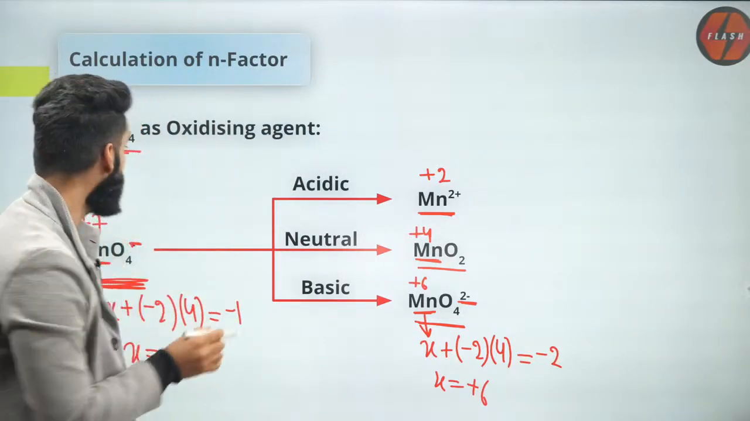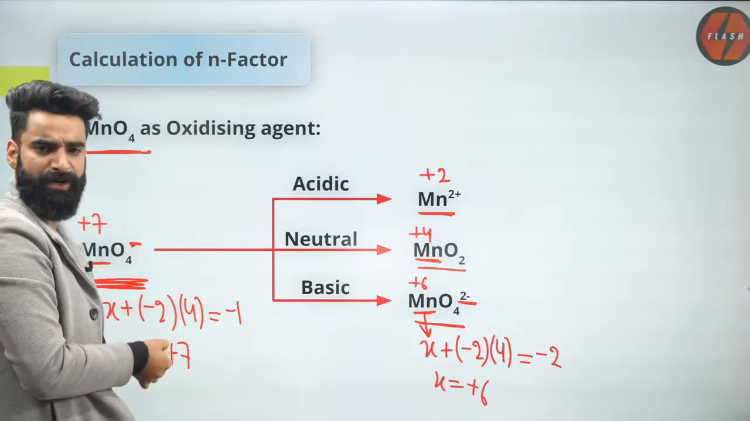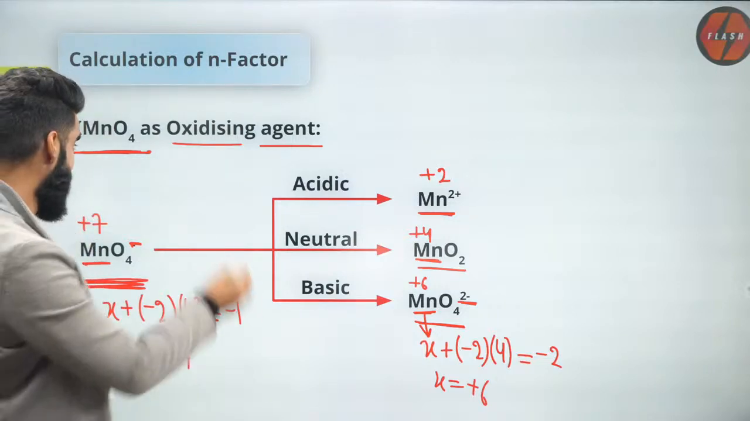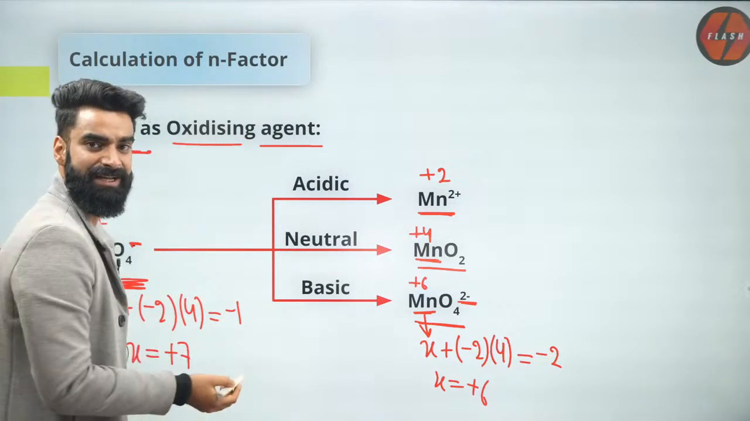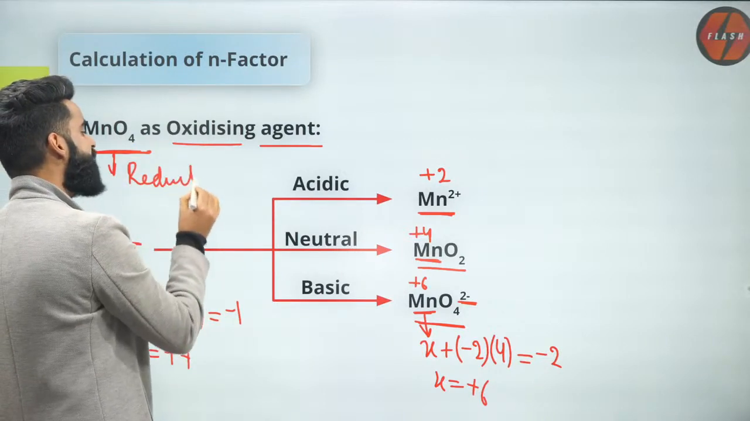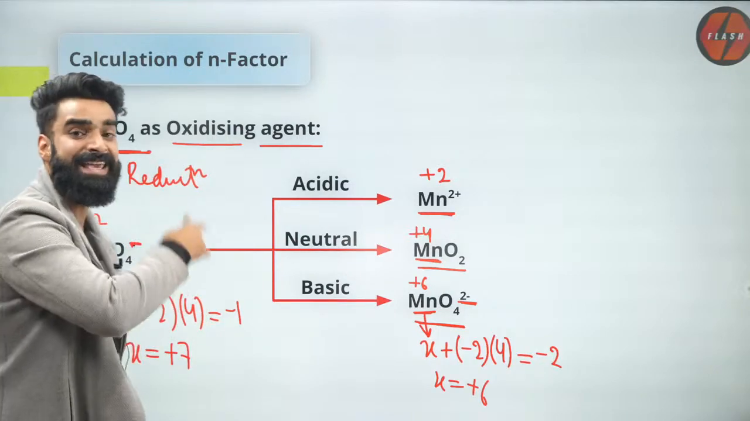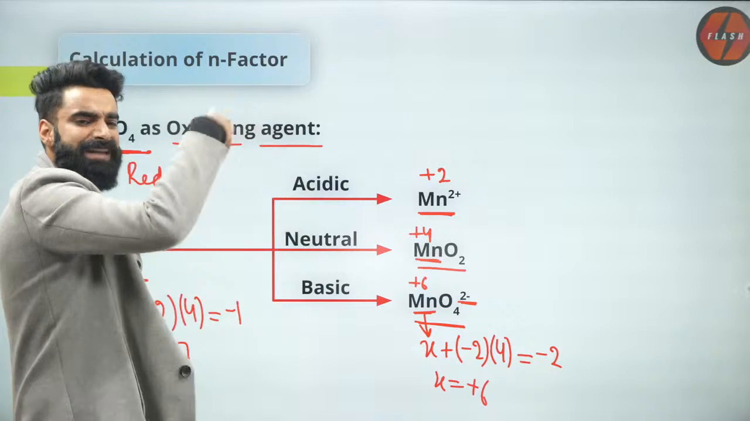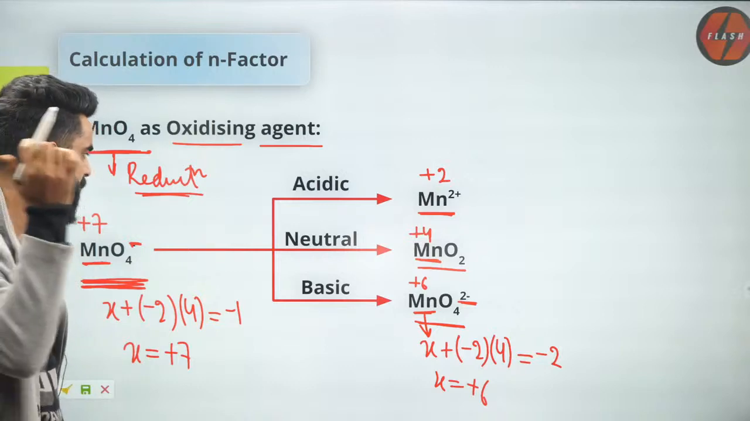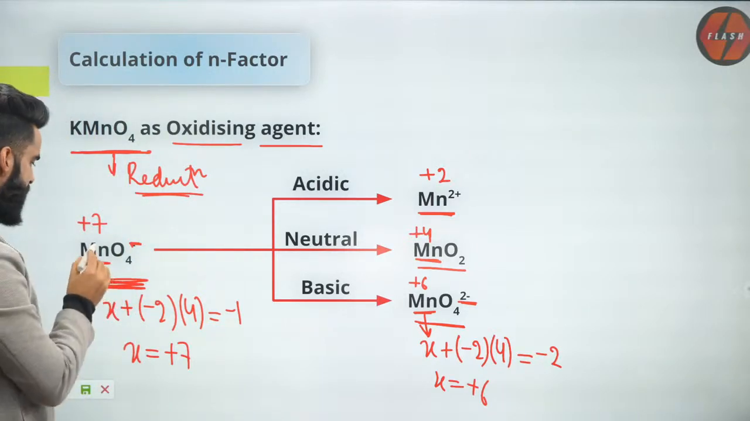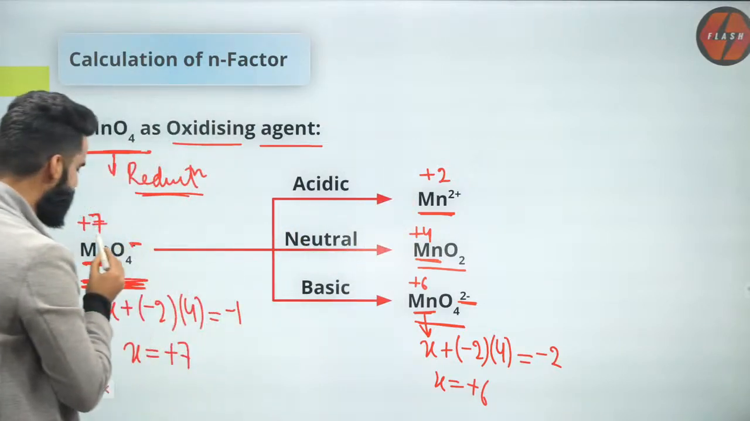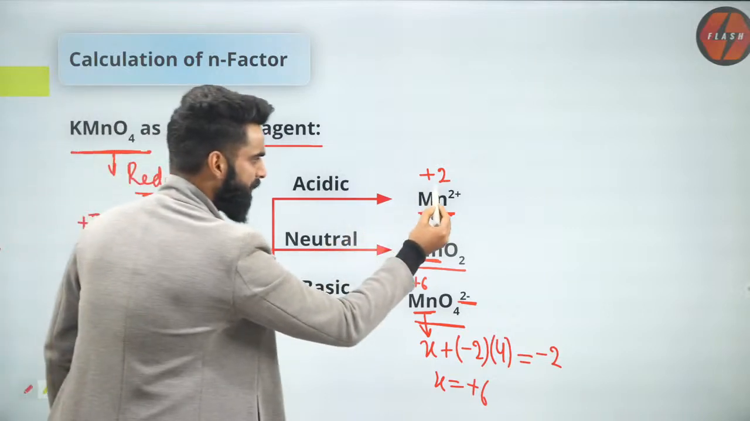Now people, what I'm telling you, this KMnO4 or MnO4 negative, it acts as the oxidizing agent. If KMnO4 acts as the oxidizing agent, then it should undergo reduction, because the oxidizing agent is the one which oxidizes others but itself undergoes reduction. So this KMnO4 should itself undergo reduction. Just have a look. In acidic medium, the oxidation state of Mn changes from +7 to +2.